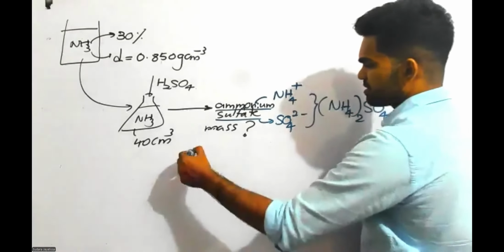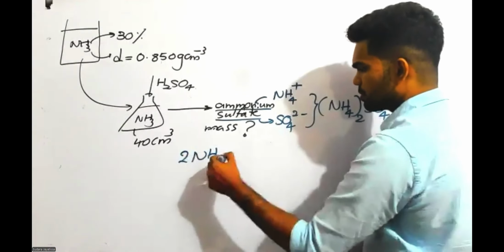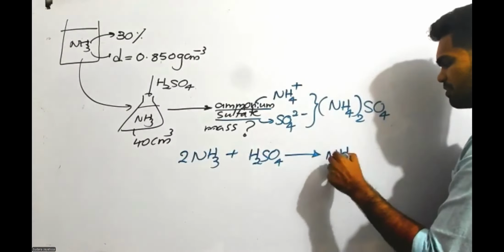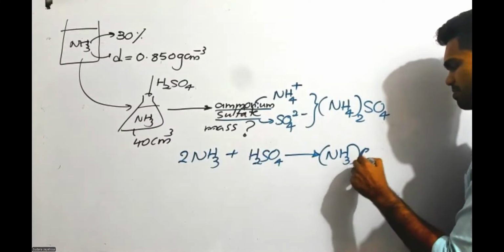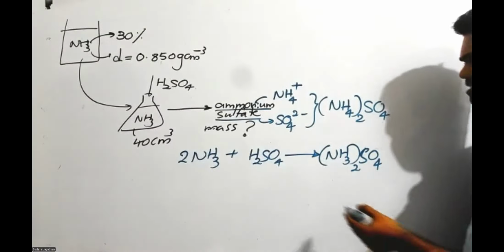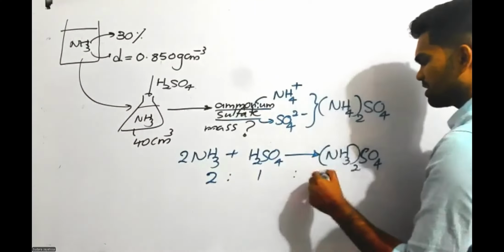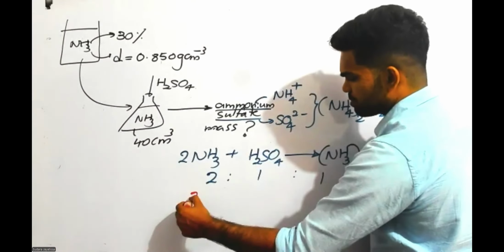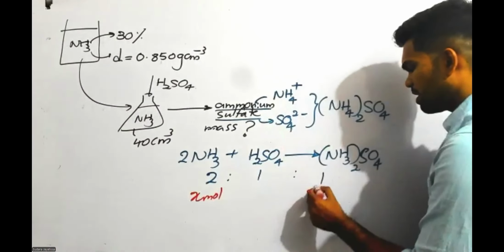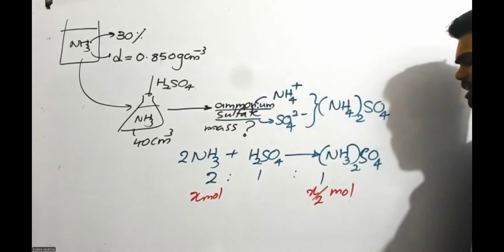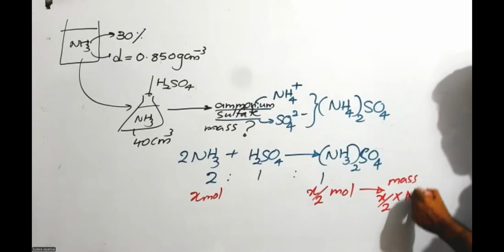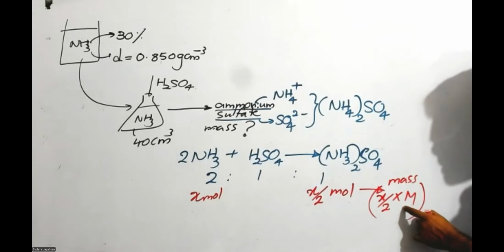And then there is a reaction happening. 2 ammonia reacts with sulfuric acid to form ammonium sulfate. So this is a balanced equation, and the ratio is 2:1:1. That means if you have, let's say, X moles of ammonia, you will have half of that in moles of ammonium sulfate. So how do we get the mass of ammonium sulfate? By simply multiplying this number of moles by the molar mass of ammonium sulfate. This is what you are going to do at the end.